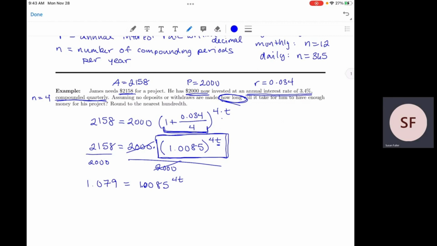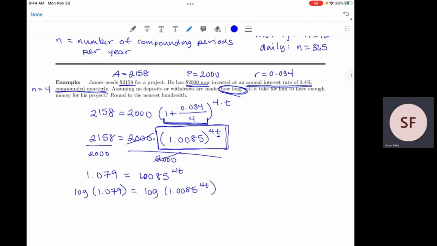So now what we have to do is introduce a logarithm. Let's take the log of both sides. You can choose what base you would like to use. You can use really any base you want. I would advise you to use either log base 10 or log base e to make the calculator part easiest. So let's do log base 10. That's the one that I'll use here. So I'll do log base 10 of 1.079 equals log base 10 of 1.0085 to the 4t.